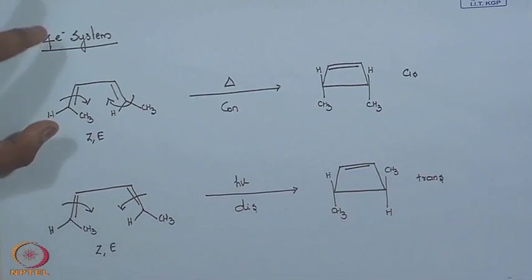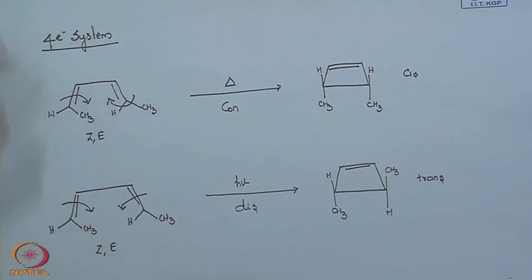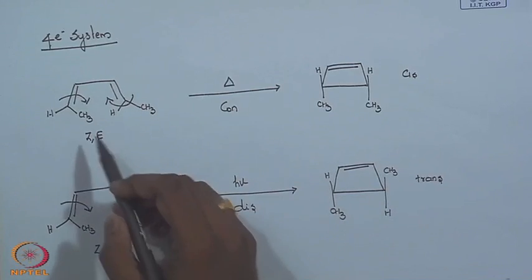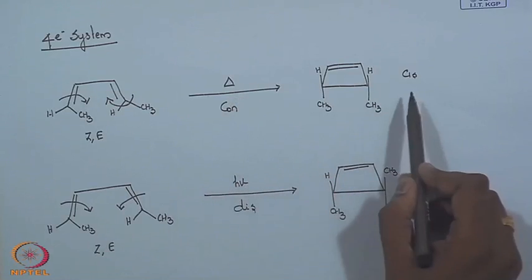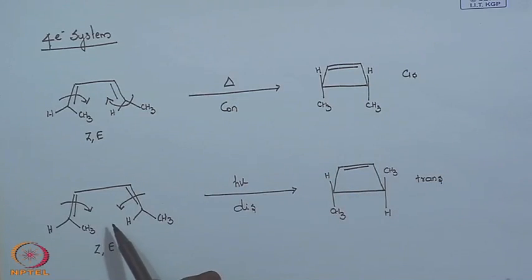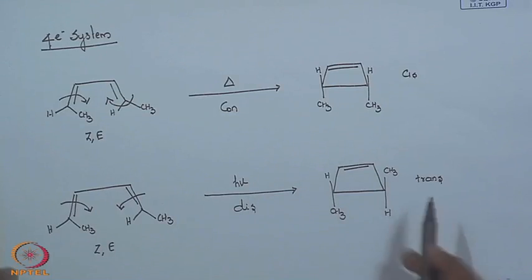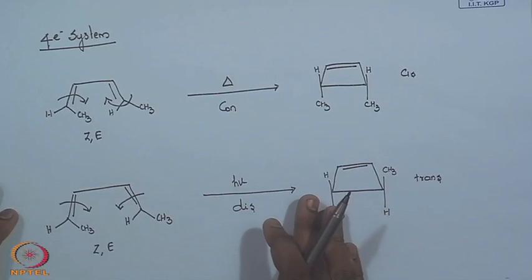See, I have taken the ZE butadiene type of system, a diene system, it is 1, 2, 3, so it is a hexa. If I heat it, I get a cis product, but with the same diene system, if I photolyze, I get the trans product. That is the interesting part of electrocyclic reactions, it is more about the specificity. These conditions, like heating and light, are very important.